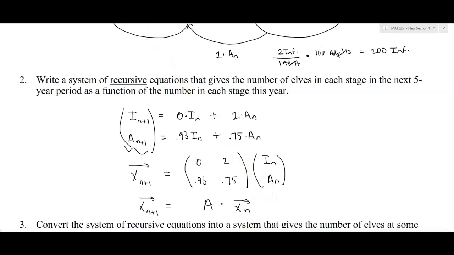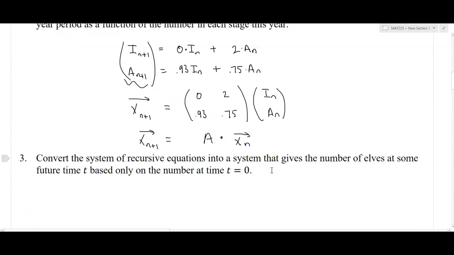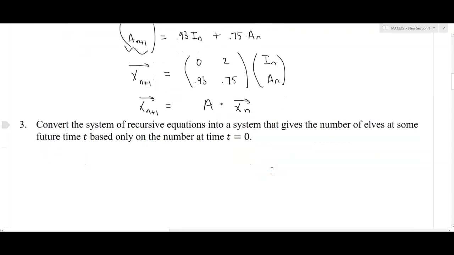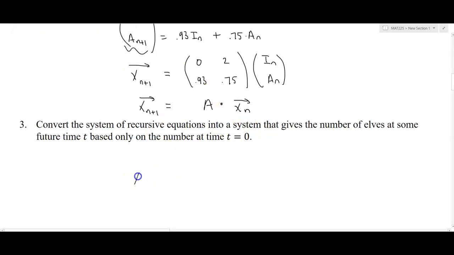So this looks very similar in nature to what we've already done in lessons previous. So now we're going to convert this system of recursive equations into a system that gives the number of elves at some future time t based only on the number at time t equals 0. And we already know that x sub t we can find by taking our transition matrix to the t power multiplied by our initial state.